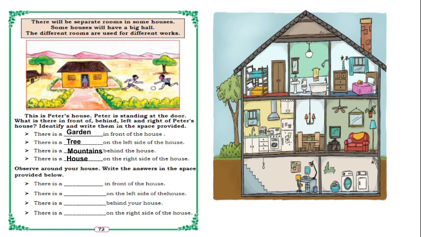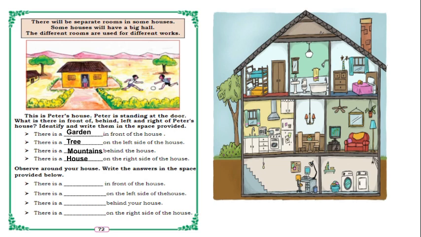So left side of Peter's house, what is there? Tree. And there are mountains behind the house. So behind, backside, mountains behind the house. And there is a house on the right side of the house. One more house is there, right side of Peter's house. So what can you learn from this picture, children? What is there in front of the house, and left side of the house, and behind the house, and right side of the house, you can learn from this picture, isn't it?